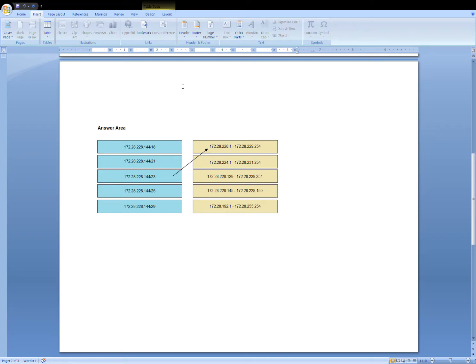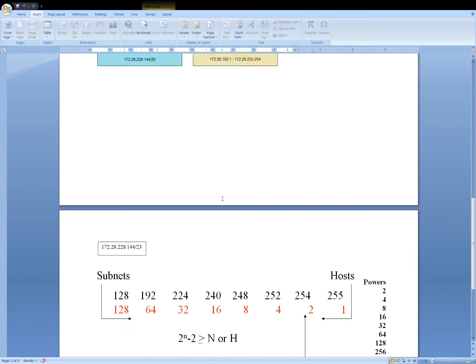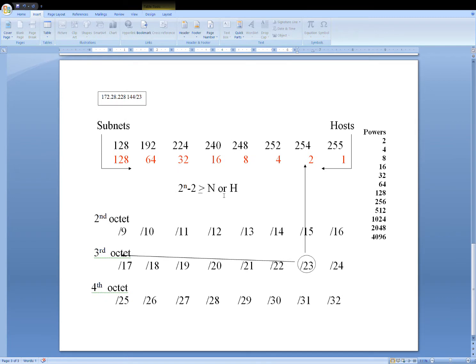Alright, so I thought I'd make this video to try to explain these subnet problems. We're going to look at this first one, 172.28.224.144 with a /23. And I'm going to explain this using my chart that I showed you guys in class. This is the way I do it. I really don't know any other way to explain it to you, so I hope this helps.